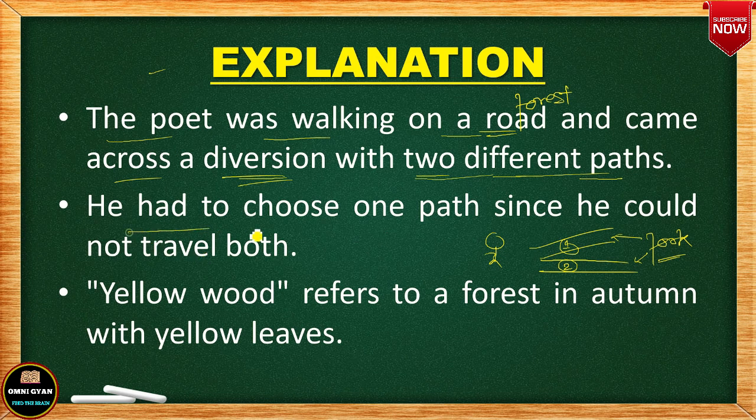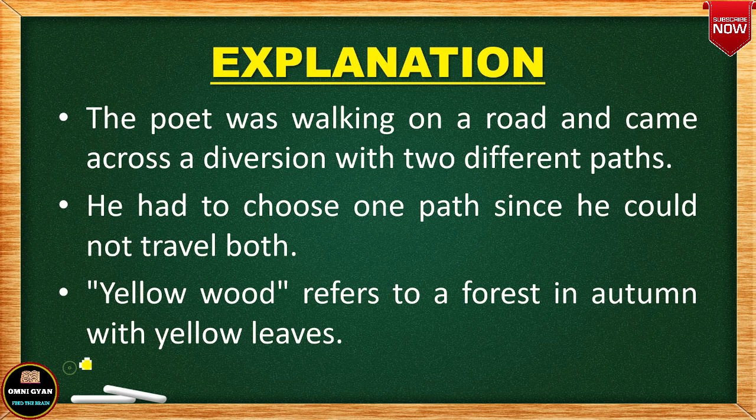Now he had to choose one path. Now he cannot choose both the roads. He has to choose only one path since he could not travel both. Because it is not possible to travel on both roads, he has to choose only one path, since he could not travel or cannot travel both the roads.